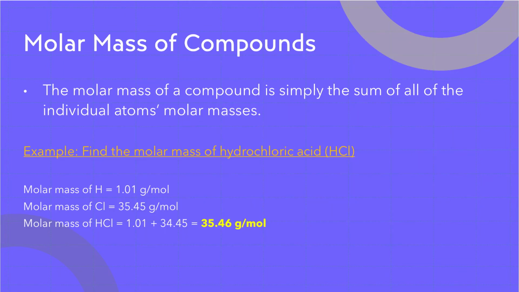However, most of the time you're going to be dealing with something more than just an element. You're going to be looking at a compound. To find the molar mass of a compound, it's just the individual molar masses added up. So if we have a simple example, HCl has 2 atoms in it. The molar mass of hydrogen is 1, and chlorine is 35.45. And so you add them together to get the overall molar mass of HCl.